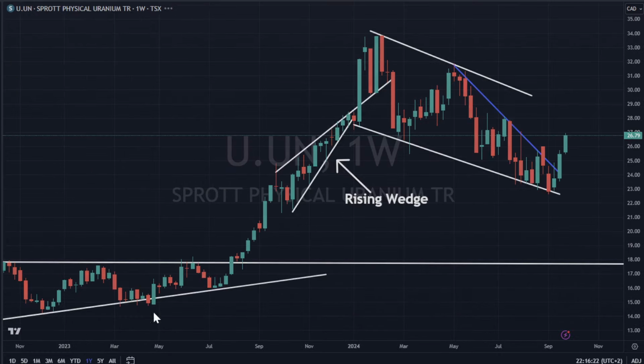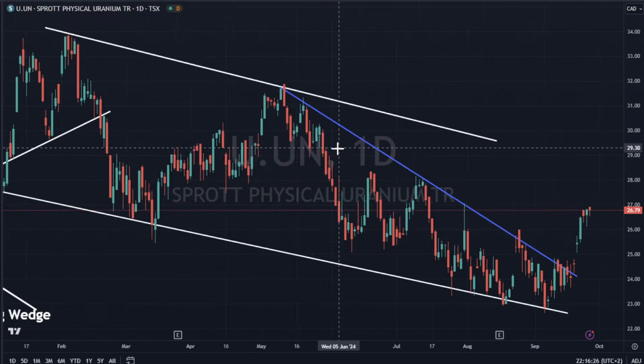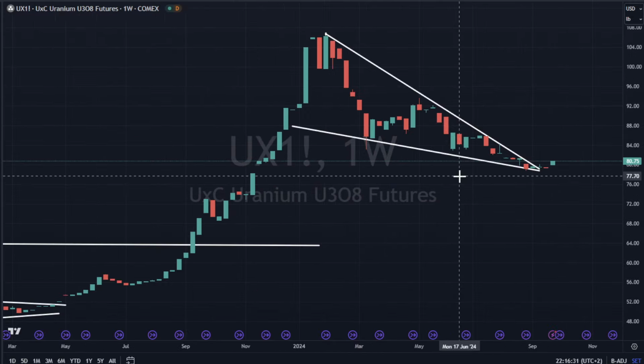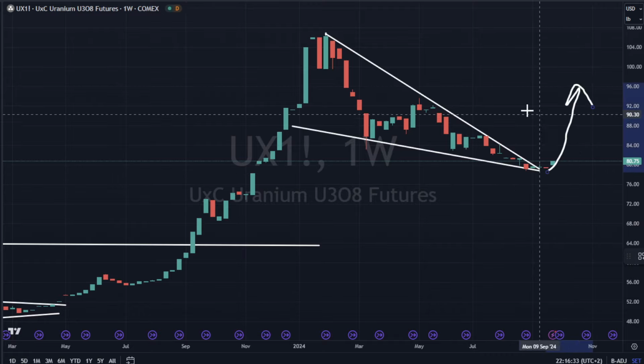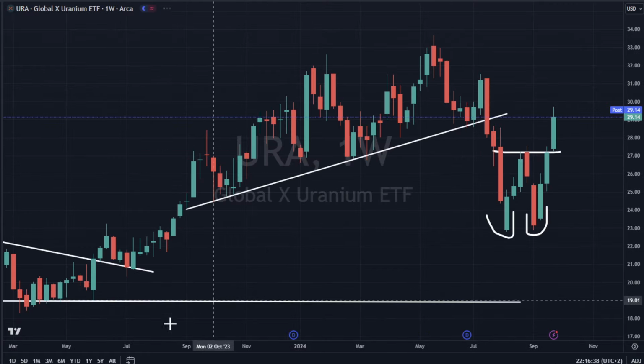Sprott Uranium Trust just getting a small down day today. Still looks good to go higher. Just a small little down day. Uranium futures pricing higher today, 0.19%. Looks like it wants to turn and go higher. It looks good. URA up 0.9%.